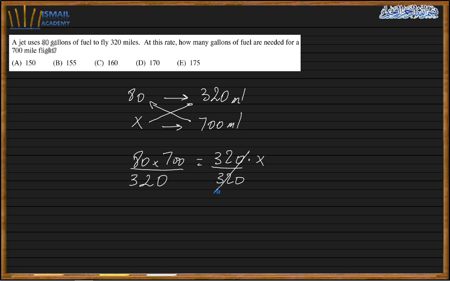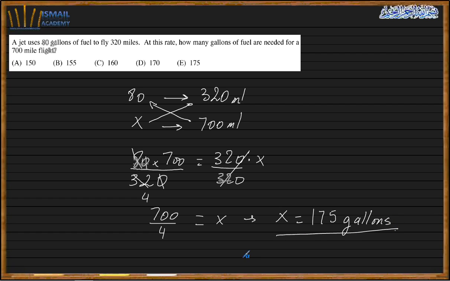So I will have x equals, here I cancel this and I cancel this. This is going to be 4. So I will have 700 over 4. And I divide here by 4. So I get x will be 175 gallons. So this is what we need. So the answer is E.